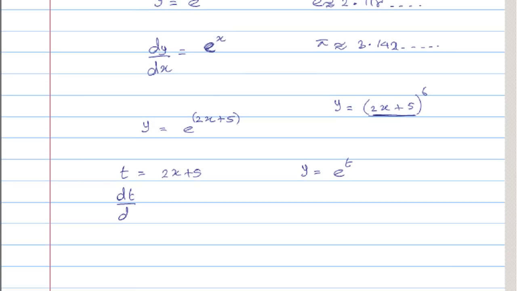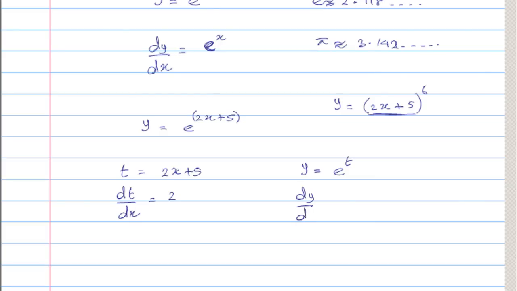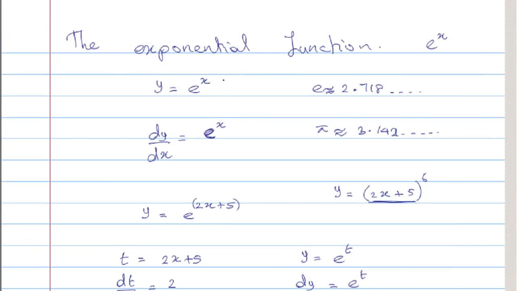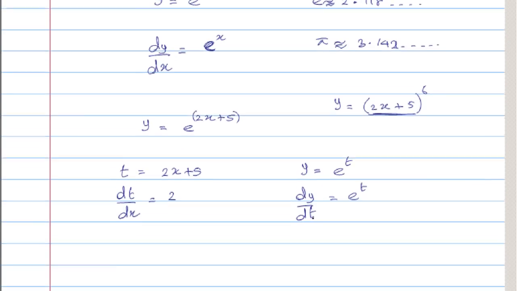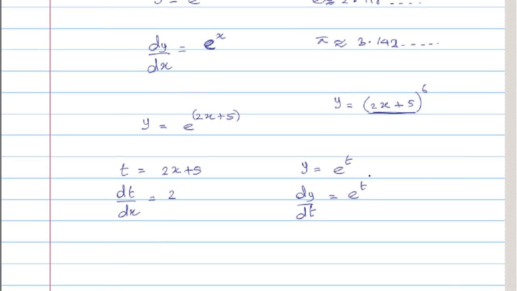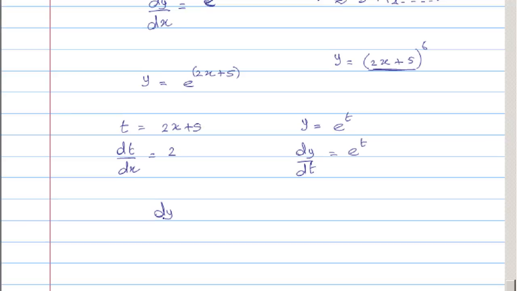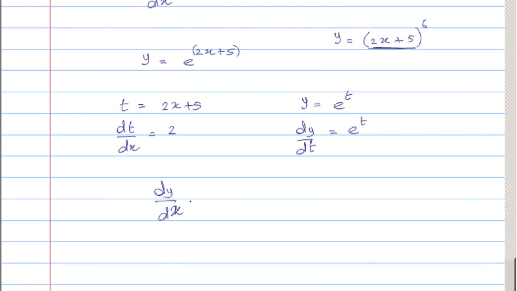So let's take dt over dx, which is equal to 2, and dy over dt will be equal to e to the power t. Because if the derivative of e to the power x with respect to x is just e to the power x, then the derivative of e to the power t with respect to t should be equal to e to the power t. And then we just use the chain rule, which says that dy over dx is equal to dy over dt times dt over dx.